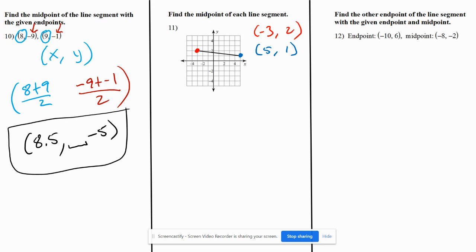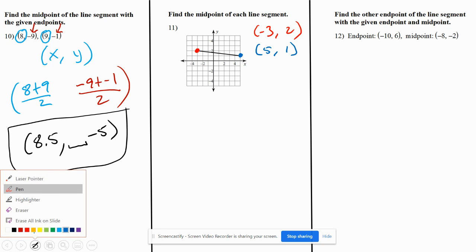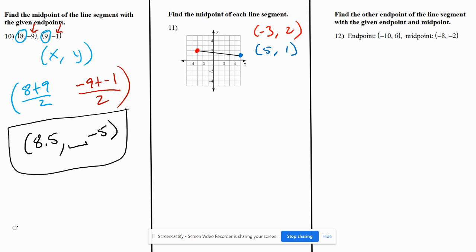Now that I know the numbers, for me to find the x value, I'm going to add the x values of my coordinates. -3 plus 5, and now divide it by 2. Always divide by 2 on midpoint. For the y value, I'm just going to go 2 plus 1 divided by 2.